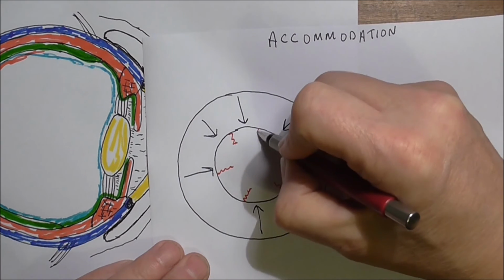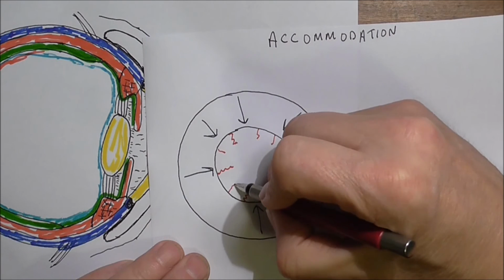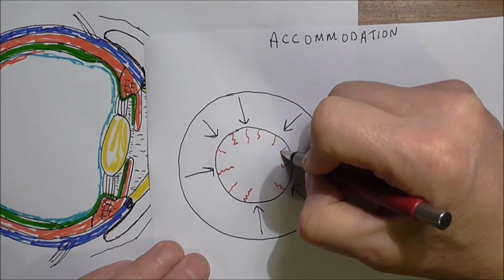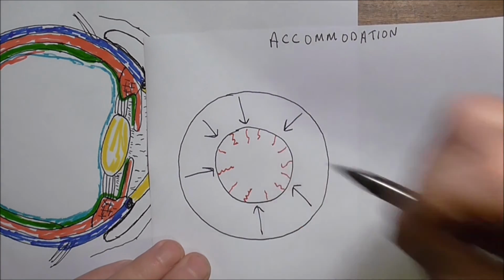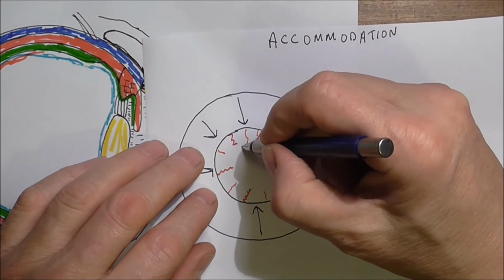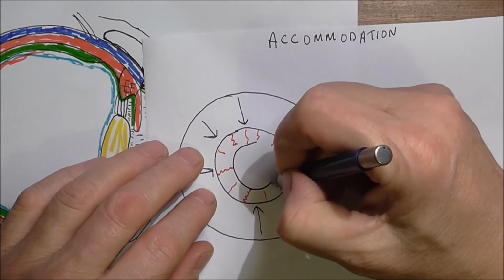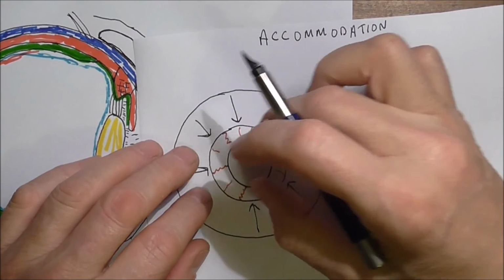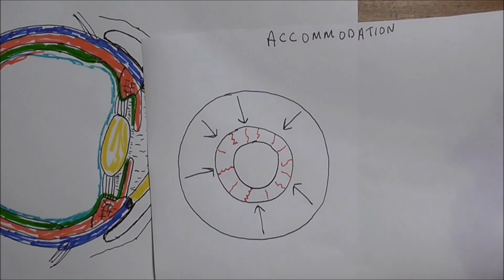And when the lens can, the elasticity of the lens will make the lens go short and fat. So the lens will go short and fat if it can. So the lens will become shorter, or it will have a less diameter, a more narrow diameter, and will become thicker.